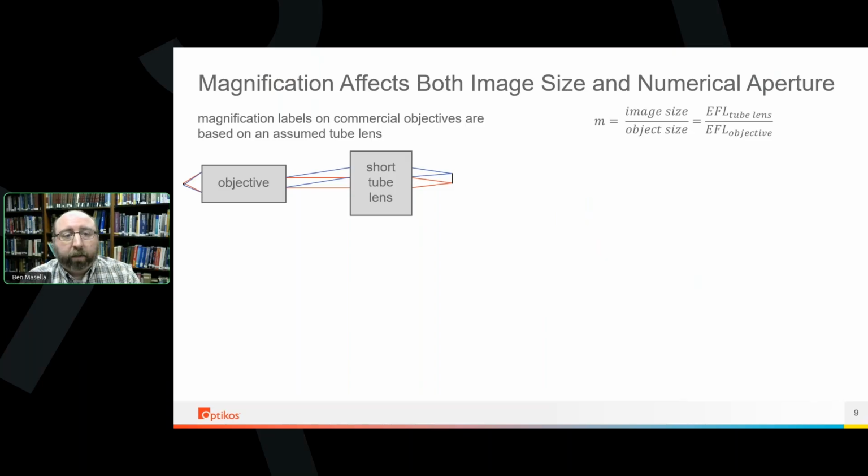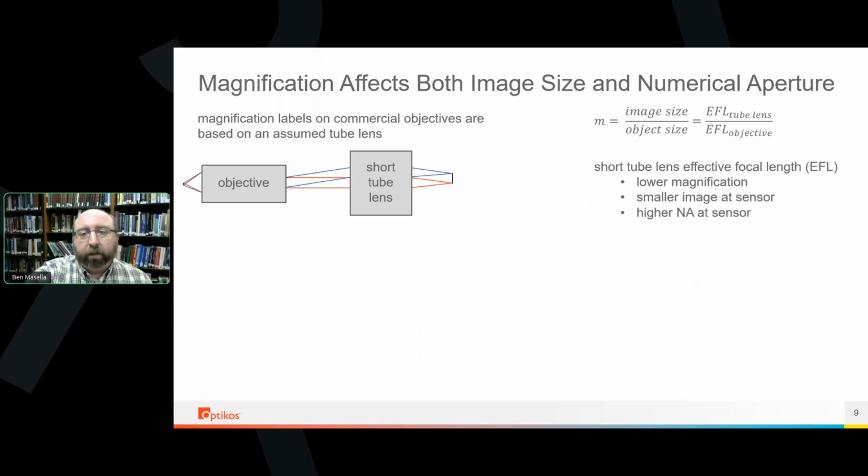And in the case of a standard objective and tube lens pair in a microscope, that's also going to be the ratio of the effective focal length of the tube lens to the objective. That's why the labels on commercial objectives are actually based on specific tube lens focal lengths. So different vendors have a standard focal length for their tube lenses, so that their objectives will give the labeled magnification, 40x, 20x, 10x, when paired with their tube lens. But if you pair it with a different tube lens, then the magnification can change.